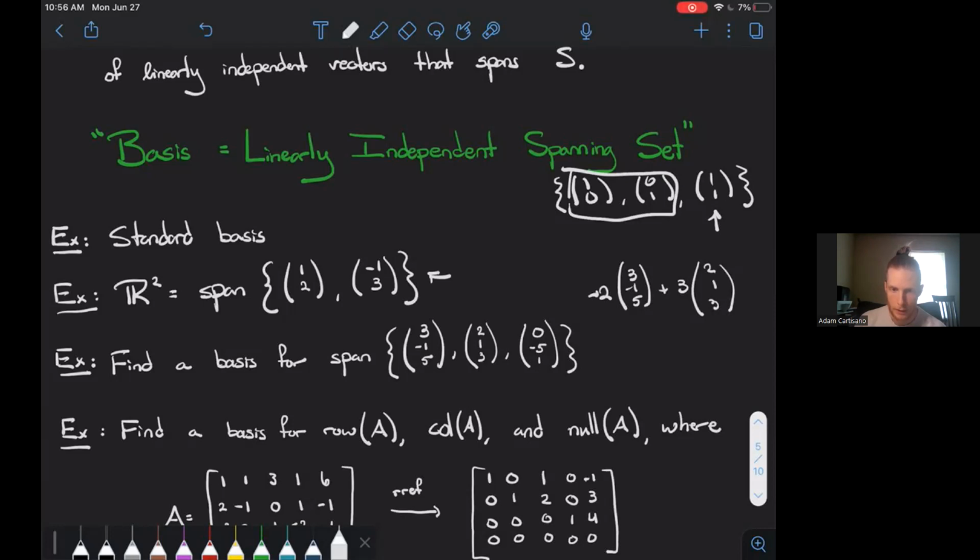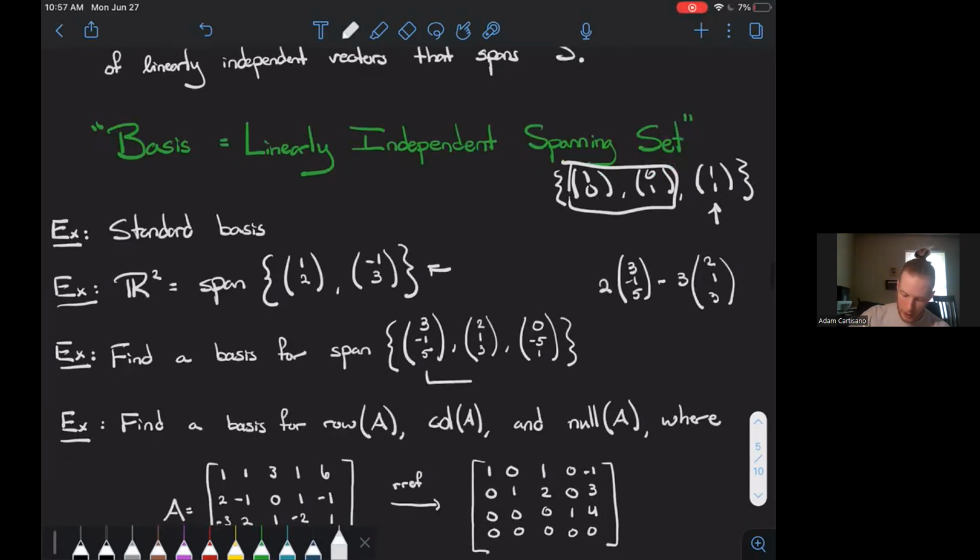2 plus 3 is 5. Oh, I have it backwards, don't I? 2 of that minus 3 of this. That should do it. And then 10 minus 9 is 1. Yeah, this will do it. Okay. So this one is redundant.